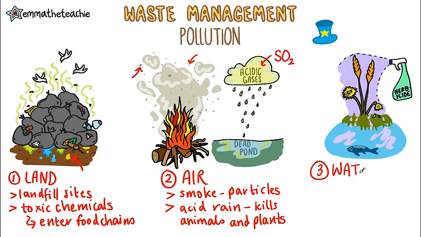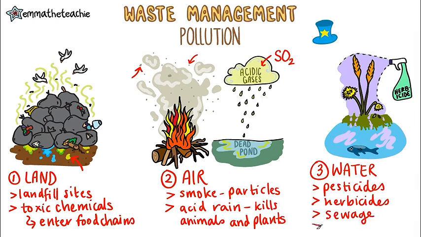And thirdly, we've got water pollution. This includes pesticides, herbicides, sewage, and fertilizer. All of these can get into our waterways, but the last 2 contain nitrates. When they're washed into the water, it can cause algae to grow very rapidly, but it will then die. And when this happens, microorganisms break it down, but they use lots of oxygen out of the water to respire. And this low oxygen level means that aquatic organisms like fish die.